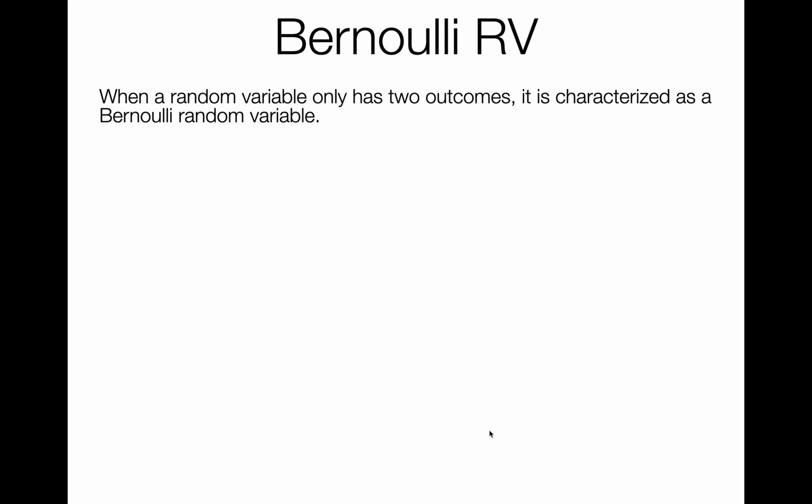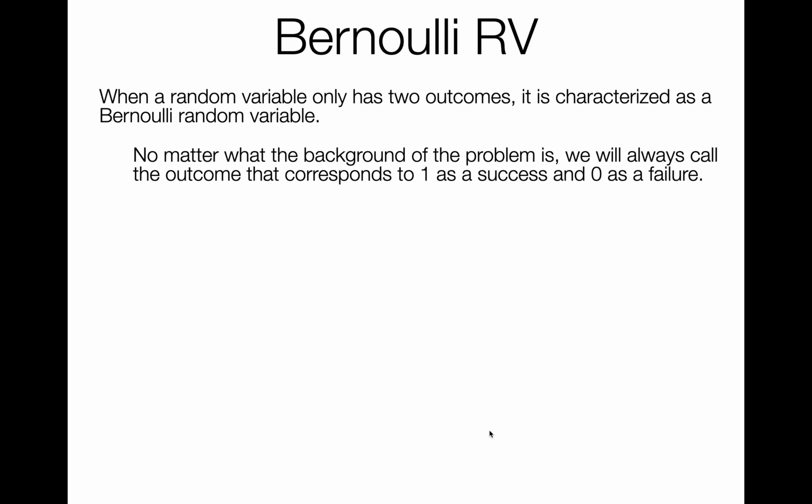Okay, so moving on, when a random variable only has two outcomes, it's characterized as what's called a Bernoulli random variable. As a side note, the Bernoulli family was a very powerful mathematical family in Italy in the 16 and 1700s, I believe. But one of them or all of them came up with this idea, or it was at least attributed to them. So two outcomes, which is what we saw in our first example of a random variable. So a few notes about Bernoulli random variables. No matter what the background of the problem is, I'm always going to call the outcome that corresponds to a 1 a success and 0 a failure.